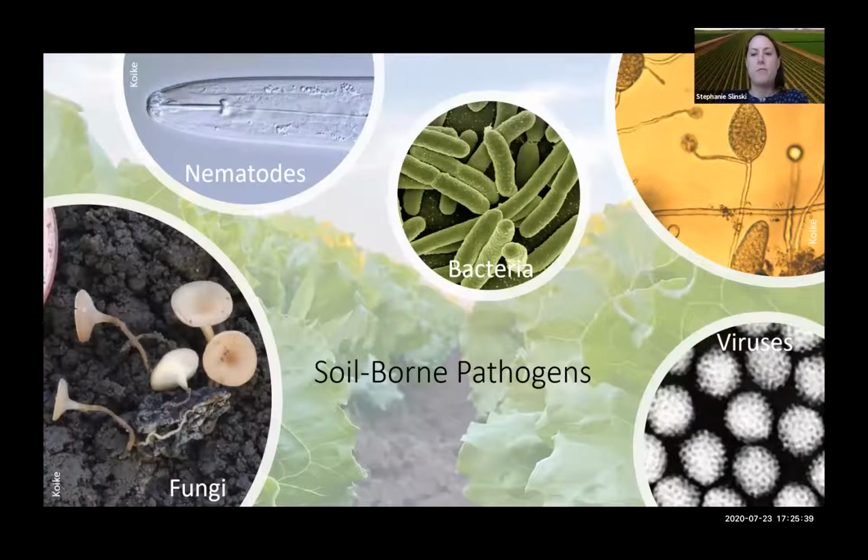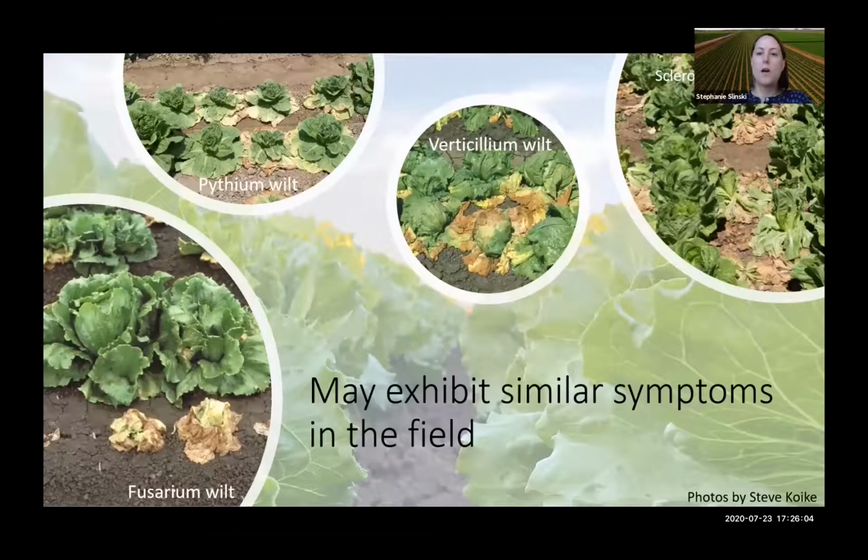Soil-borne pathogens come from all plant pathogen groups, including nematodes, bacteria, fungi, viruses, and oomycetes. And here's just some examples of that. I want to point out that under fungi, that's the fruiting body of the Sclerotinia sclerotiorum fungus. These pathogens may develop similar symptoms because they attack the root or the crown of the plant.